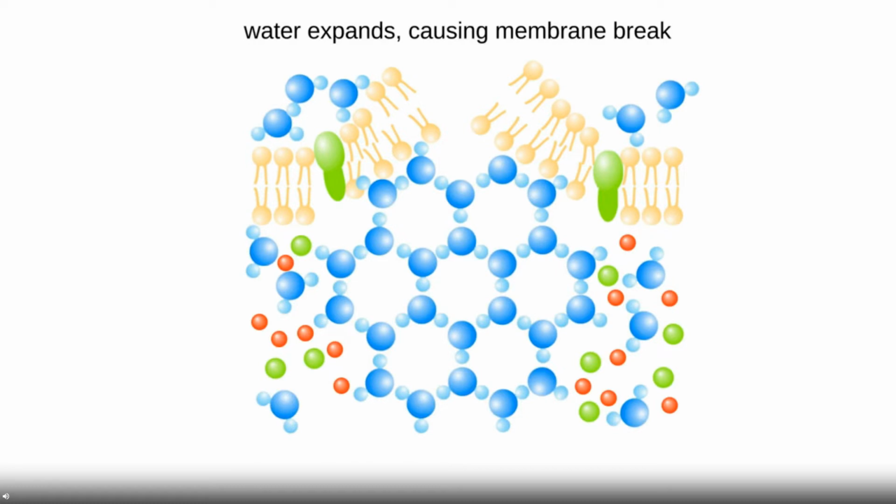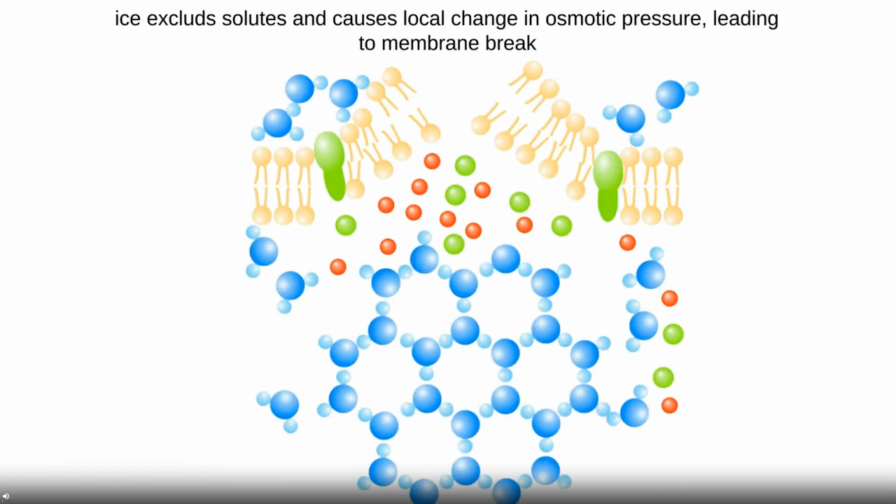Another thing that happens when the ice crystal forms is that all the solids, like proteins and salts, are excluded from the ice crystals, such that the local osmotic stress is going to be different. And this also basically can break the tissues apart. And so because of all of this, you have to avoid ice crystal formation.